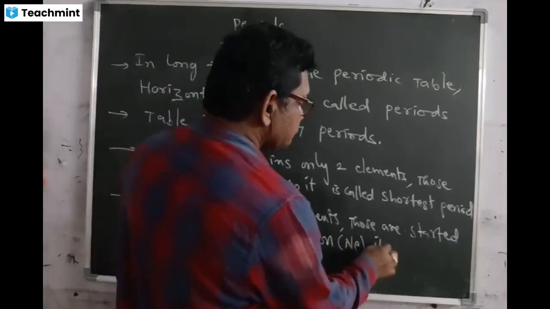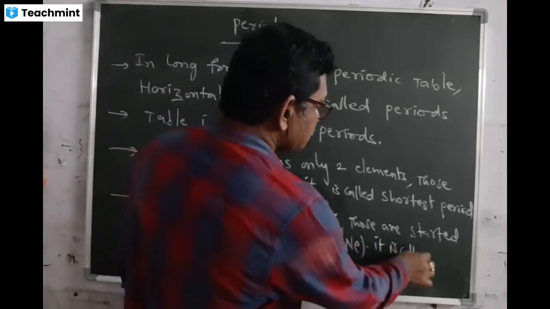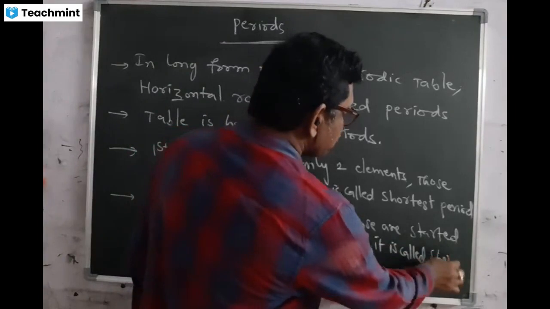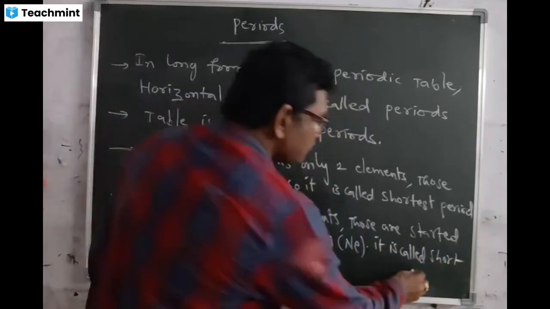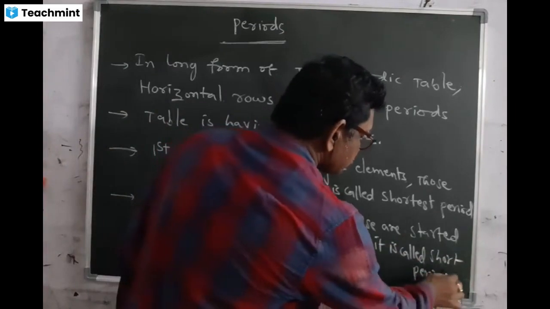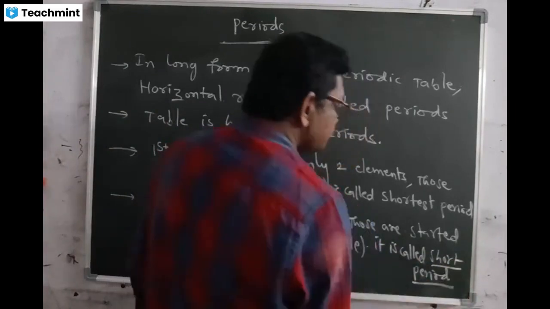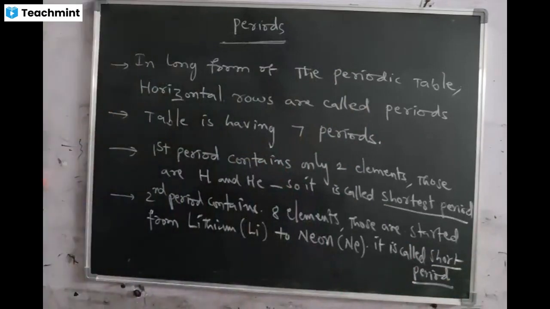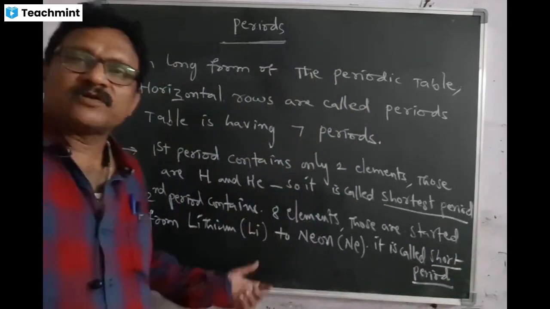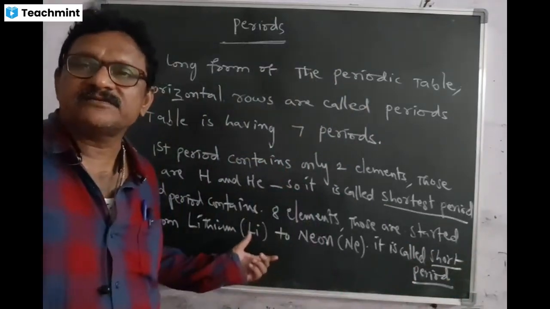It is called a short period. The first one is the shortest period, that means a very short period. Is it clear? Do you understand this?